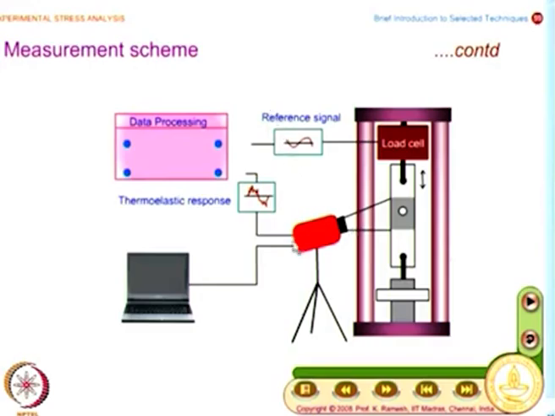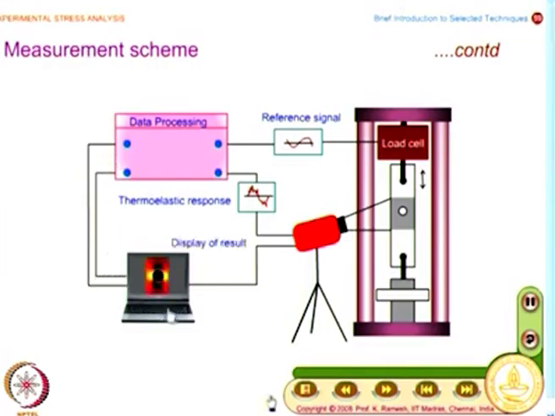The camera by itself does not give you any information for you to visually look at. So, it has to be post processed and then displayed appropriately. So, what I have is a data processing unit which takes the reference signal and gives you the output. Once you take it to the computer, you could display this result in a fashion which is convenient for you to interpret.